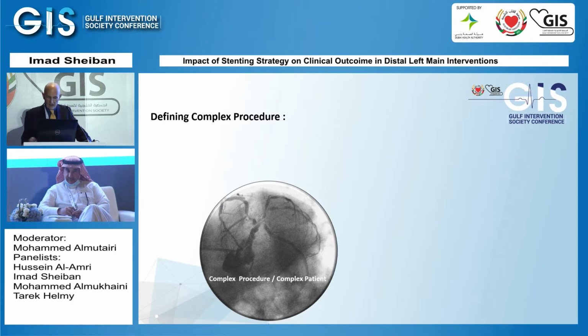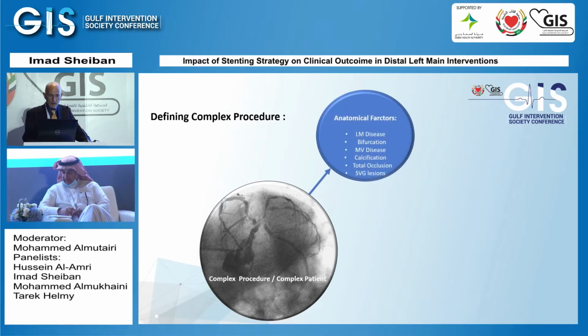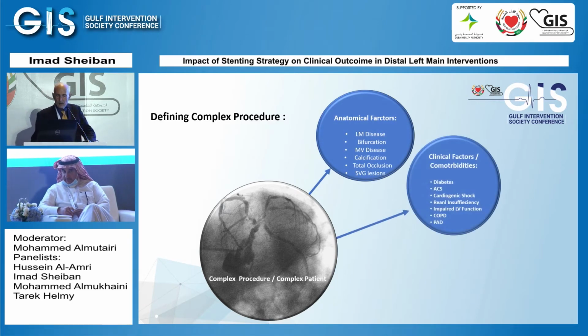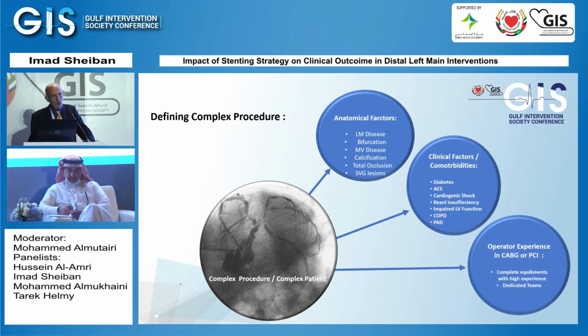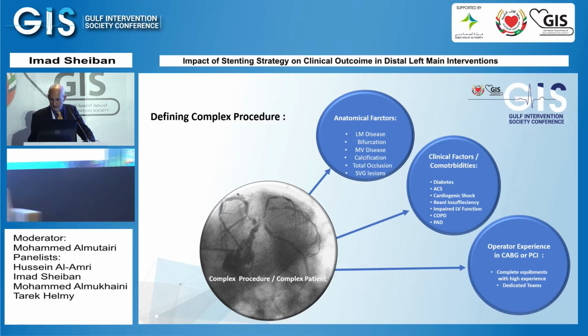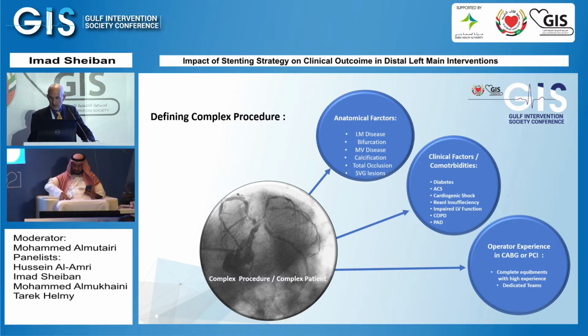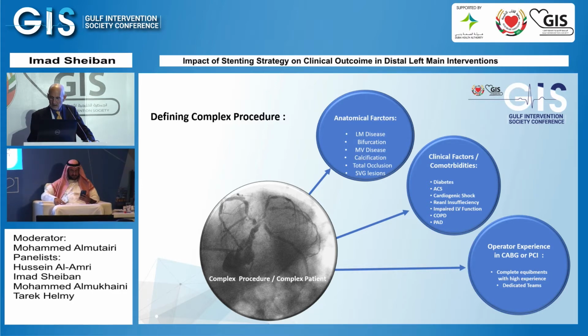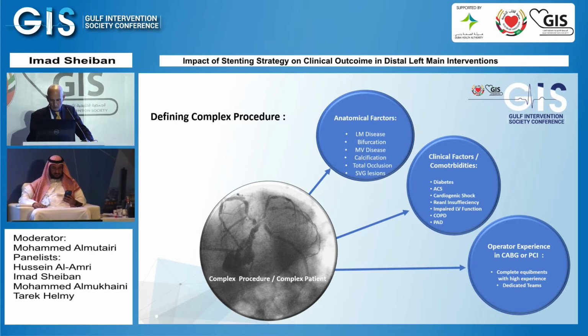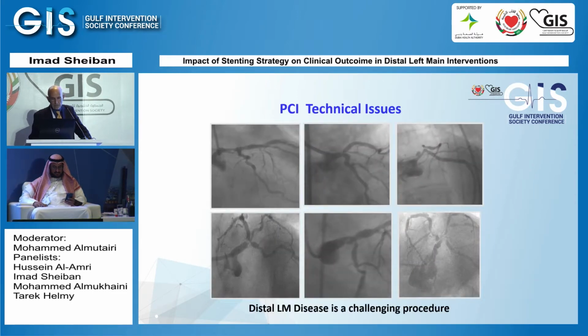So, defining the complex procedure, I think we have to go for anatomical factors, clinical factors, and comorbidity of the patient, as well as operator experience in techniques, whether in surgery or angioplasty, and complete equipment in the cath lab, of course, with high experience and dedicated teams for every strategy.